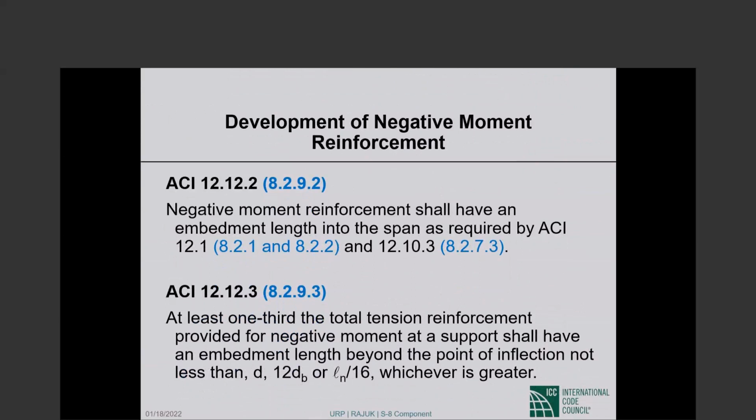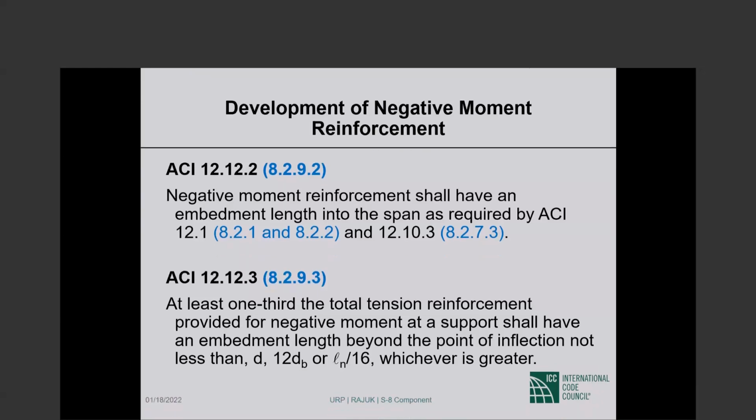Negative moment reinforcement shall have an embedment length into the span as required by the ACI section. Now, this is important. At least 1/3 of the total tension reinforcement provided for negative moment at a support shall have an embedment length beyond the point of inflection not less than d, 12 bar diameters, or 1/16 of the span, whichever is greater. Okay, so at least 1/3 of the total tension reinforcement provided for negative moment at a support shall have an embedment length beyond the point of inflection. This is negative reinforcement, not less than d, 12 bar diameters, or L sub n over 16, whichever is greatest.